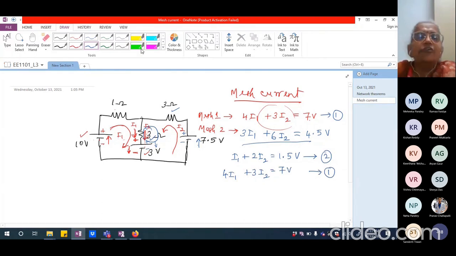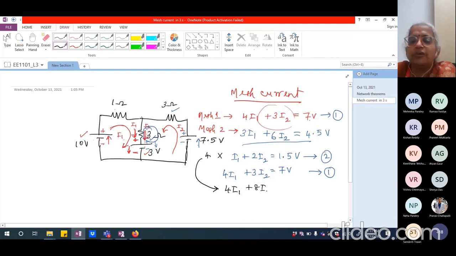Okay, now I can multiply equation number 2 by 4. And I can write 4I1 plus 8I2 equal to how much? 4 times 1.5, which is 6 volts. So this is going to be equation number 2.